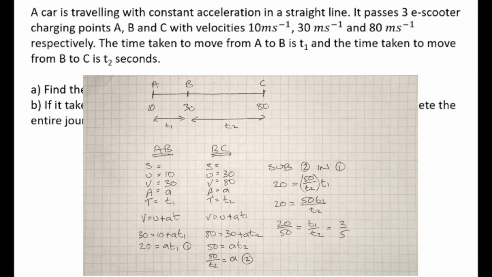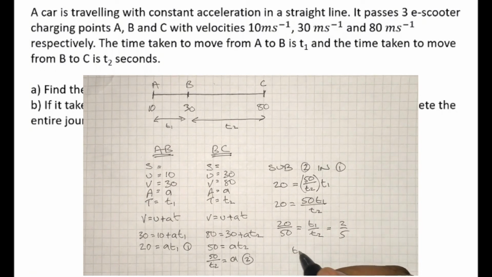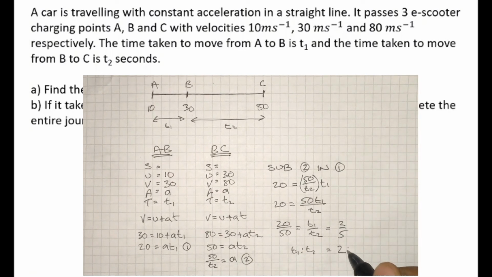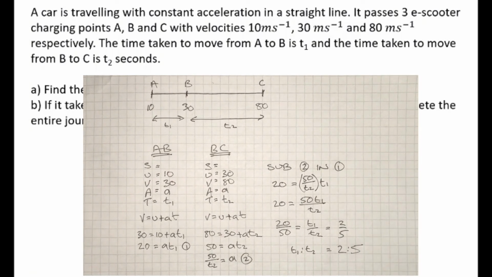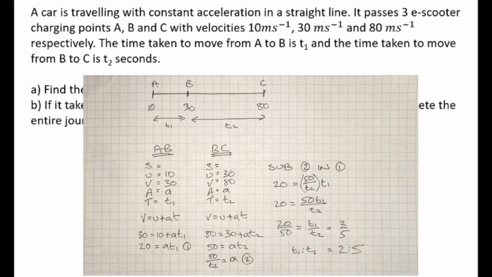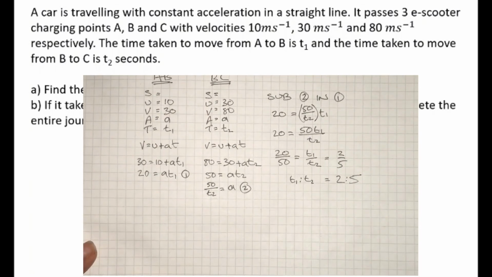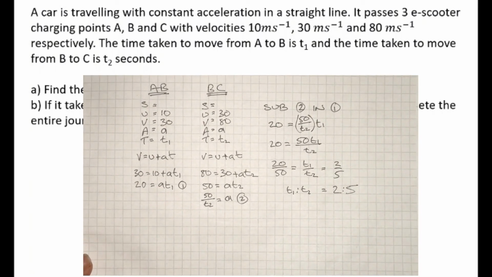Okay, so I've got a fraction between them. Fractions and ratios are very closely related. I'm just going to change the form. To write it in ratio form, I get 2 to 5. The ratio of the time taken for the first part of the journey compared to the time taken for the second part of the journey is 2 to 5.